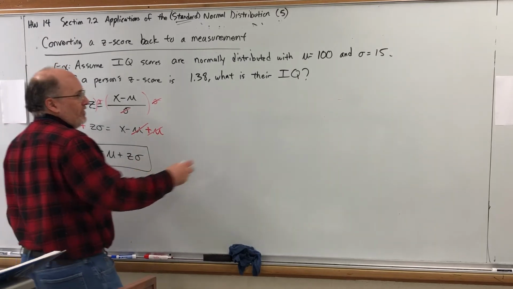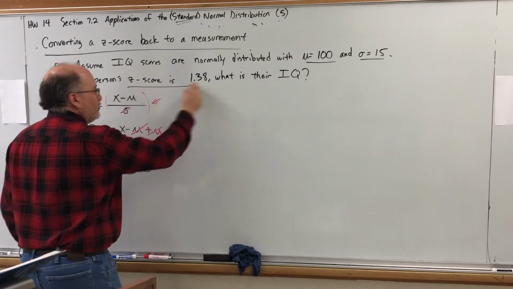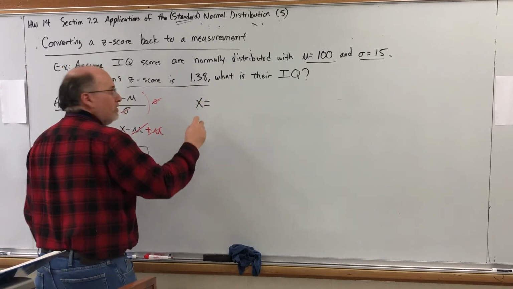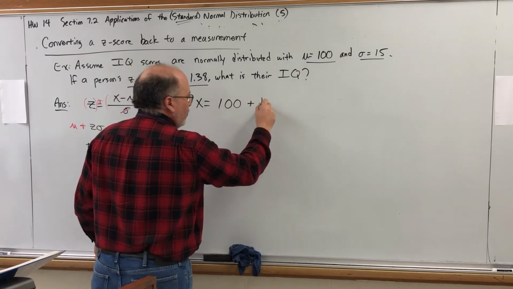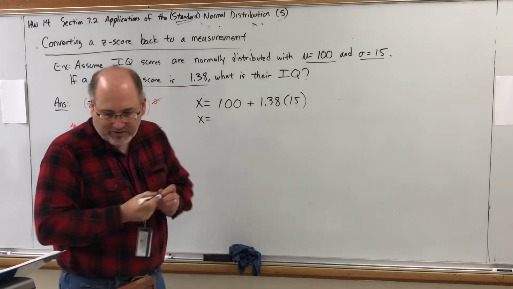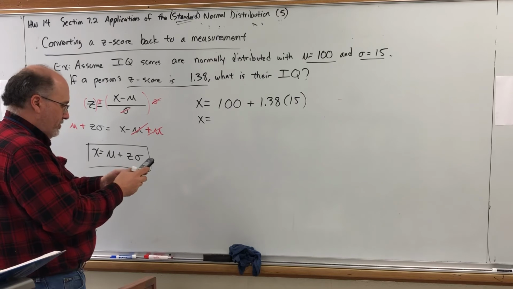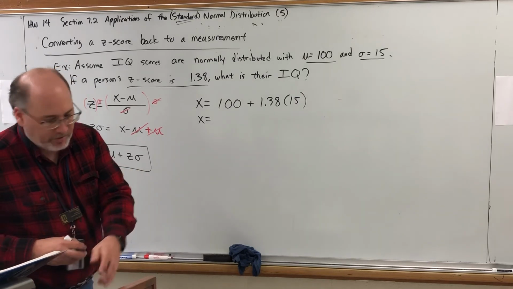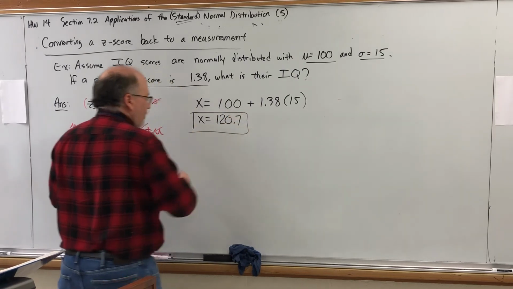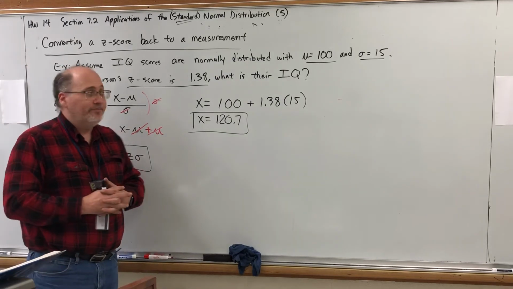In this problem, we're told that the mean is 100, the standard deviation is 15, and the z-score is 1.38. So let's just substitute everything and get x equals 100 plus 1.38 times 15. And if we got out a calculator and did the math, we could probably do it without a calculator, but we don't want to waste our time. We get 120.7. And so if your IQ is 120.7, then your z-score is 1.38 and vice versa.